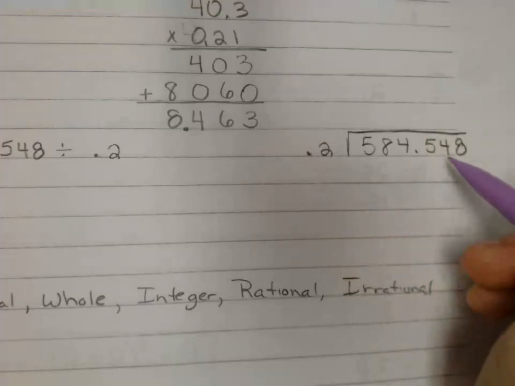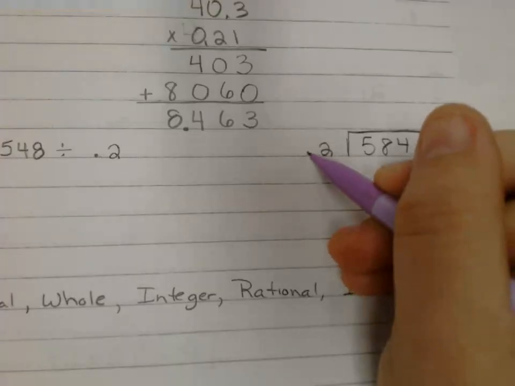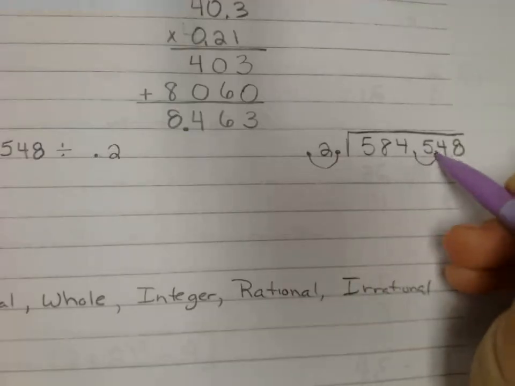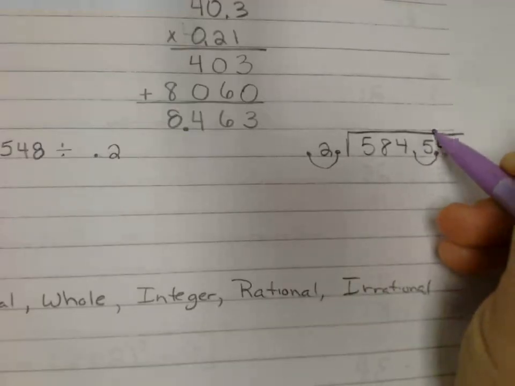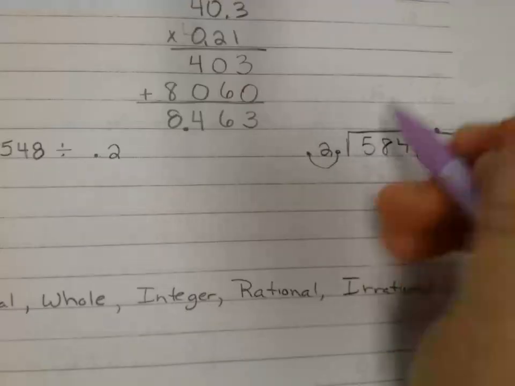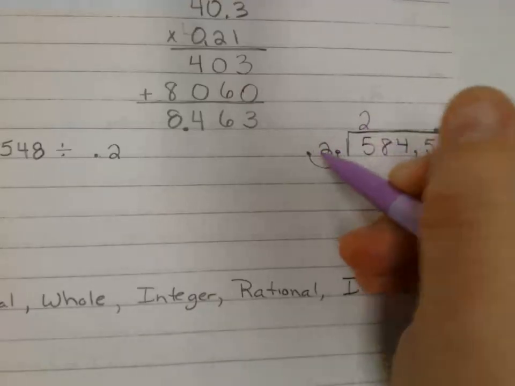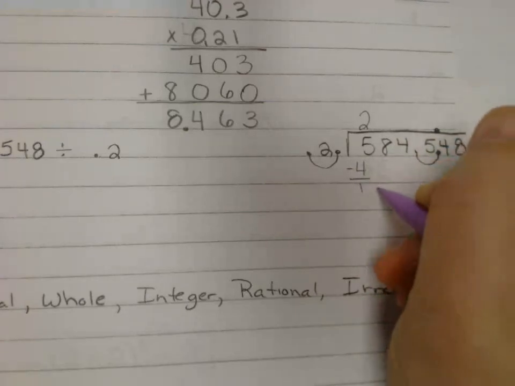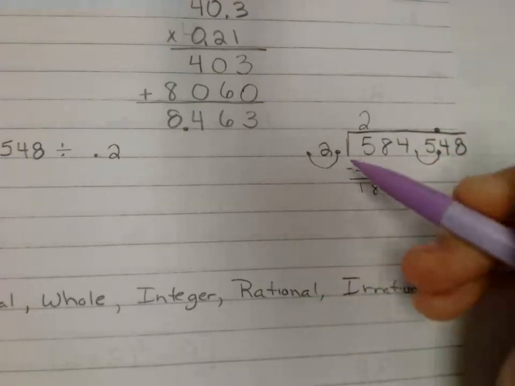So I have to first get rid of my decimal on the outside. So I'm going to move it one place, which means I'm going to move this also one place. And then I'm going to move up. 2 goes into 5 2 times. 2 times 2 is 4. Subtract, I get 1. Bring down my 8, so I get 18.